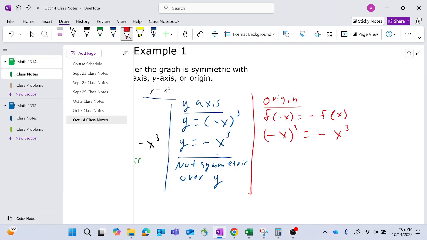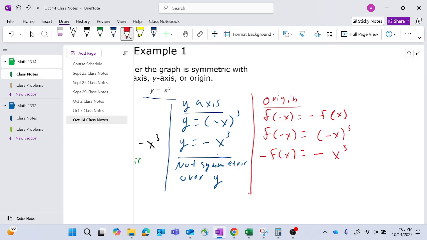So let's do this step by step. Just figure out what f of negative x is. F of negative x means you take the function and replace the x with a negative x. So instead of x cubed, it's going to be negative x cubed. We're fine with that? And then negative f of x is the function times a negative, so negative x cubed.